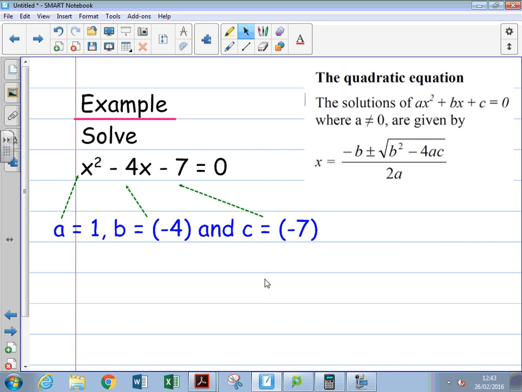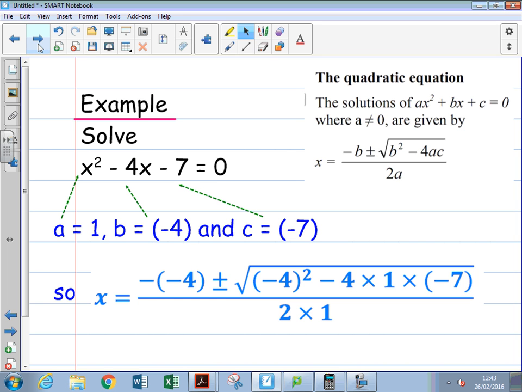The next step is to substitute those values into the formula that you've been given. So x equals minus b, that's minus 4. And you'll notice that I have brackets around the outside. Plus or minus, we'll talk about that in a minute. The square root of b squared, that's minus 4 squared, minus 4 times a times c, so that's 4 times 1 times minus 7, all divided by 2a, which is 2 times 1.